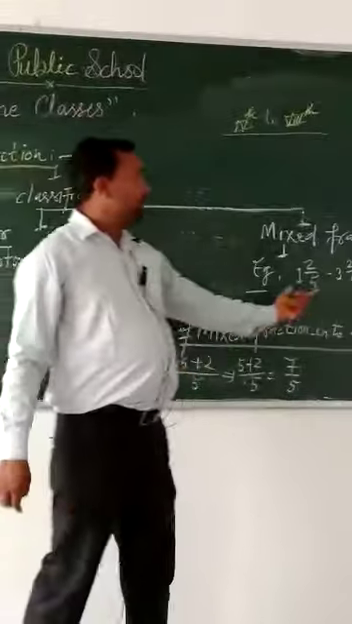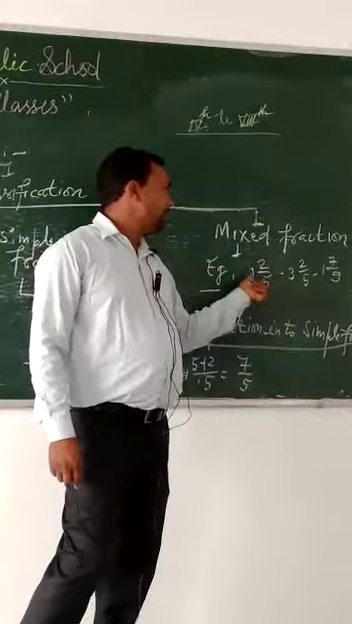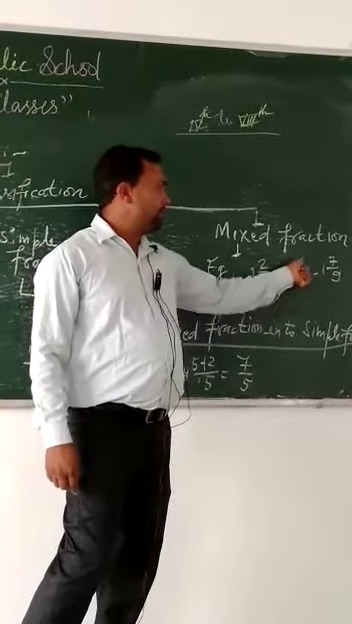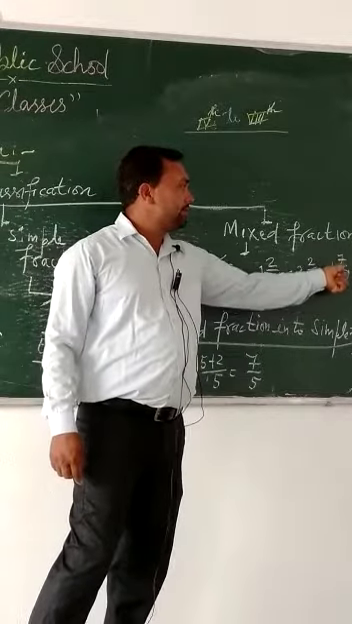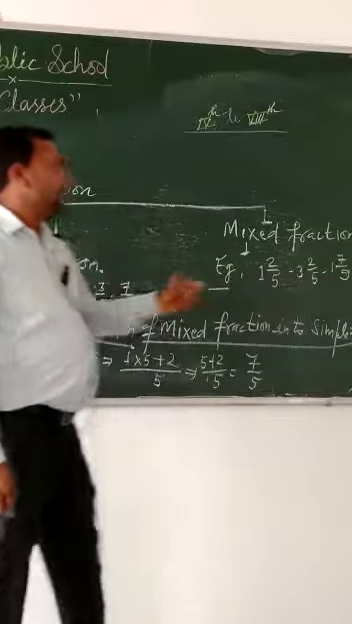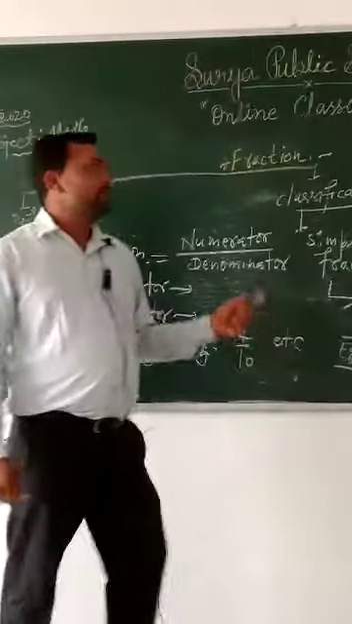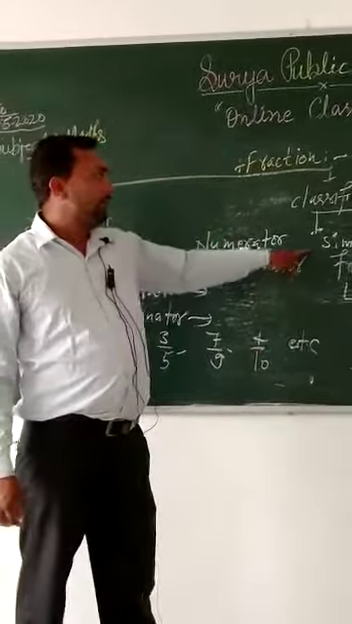So this topic indicates your homework. 1 combination 2 by 5, 3 combination 2 by 5, or 1 combination 7 by 9. You can change these mixed fractions in the form of simple fractions.